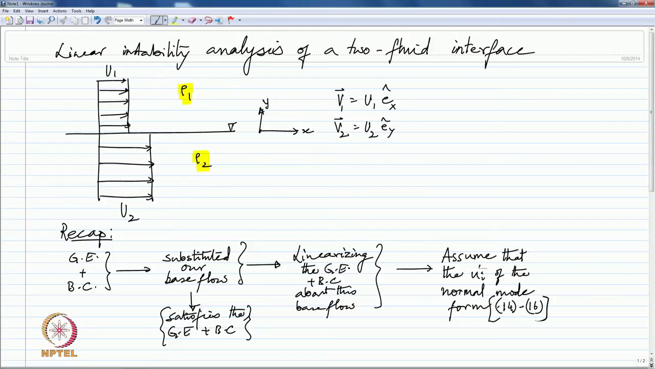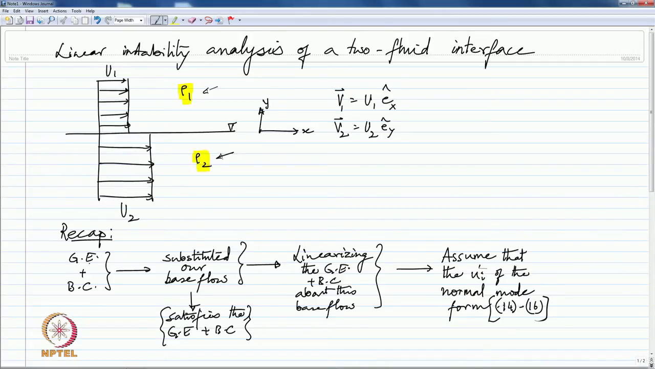Say I have a fluid of density rho 1 superimposed over another fluid of density rho 2. The fluid of density rho 1 is moving with a velocity u1. The fluid of density rho 2 is moving with a velocity u2. Rho 1, rho 2, u1, u2 are all constants.